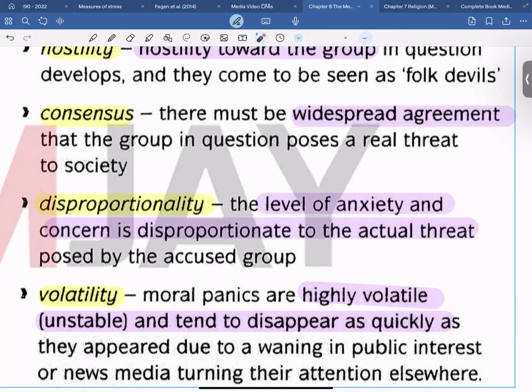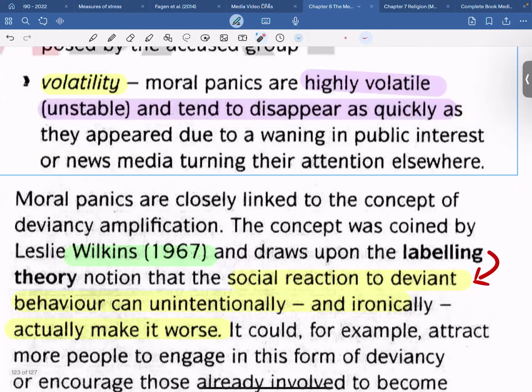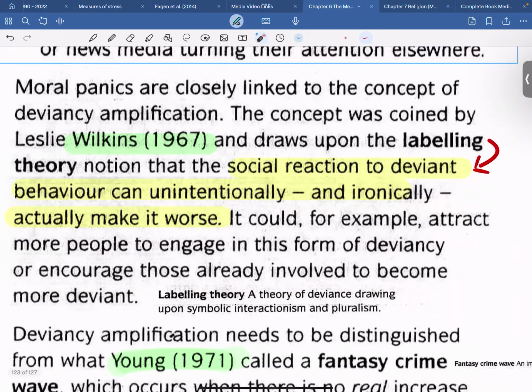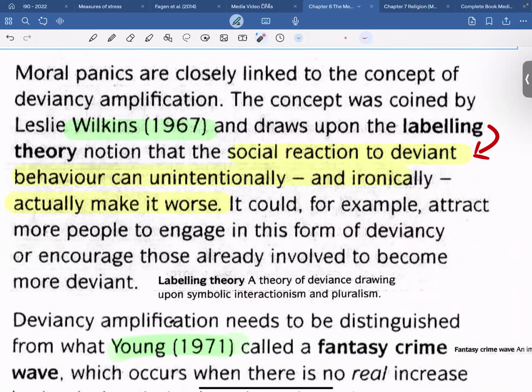So today the media has picked up one social issue, and tomorrow they'd want another, because they wouldn't want people to get bored. Without realizing it, or maybe intentionally, they end up affecting the mental health of individuals who are consuming this media. Now, moral panics are linked to the concept of deviancy amplification.